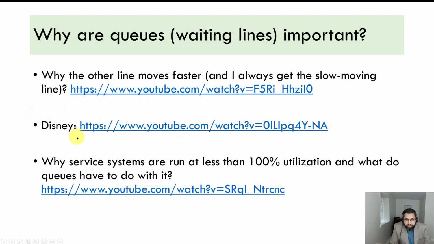So why does that happen? You can see how Disney has worked a lot on managing waiting lines. That's crucial to their service. If Disney visitors feel they're always waiting and they're not getting their money's worth, that can affect their business. So they have to do a really good job at managing waiting lines. Okay, and then also why our service systems often run at less than 100% utilization. That has to do with waiting lines as well, because your lines can get too long if you try to have average capacity equal average demand, based on the variability in arrivals and so forth. So please watch these videos. They're not really long, and then continue with this lecture.